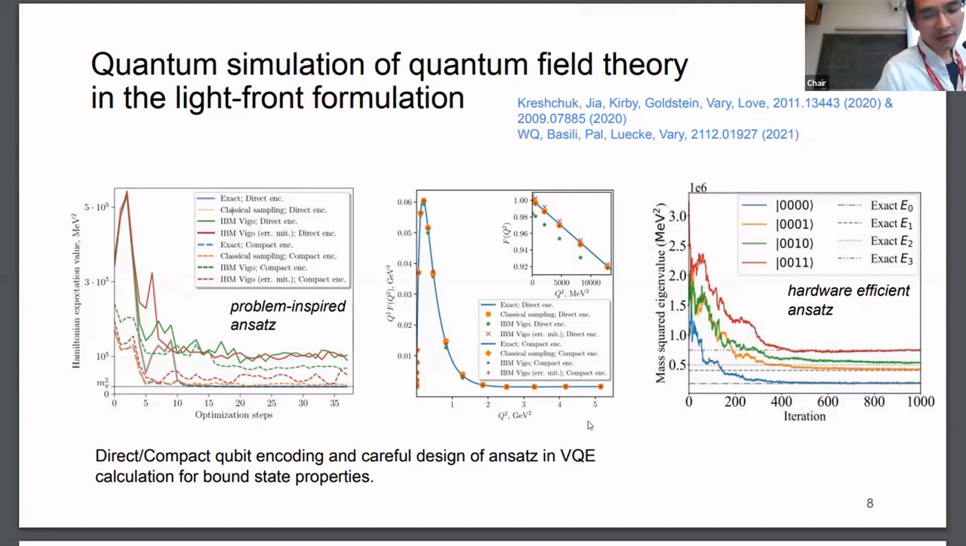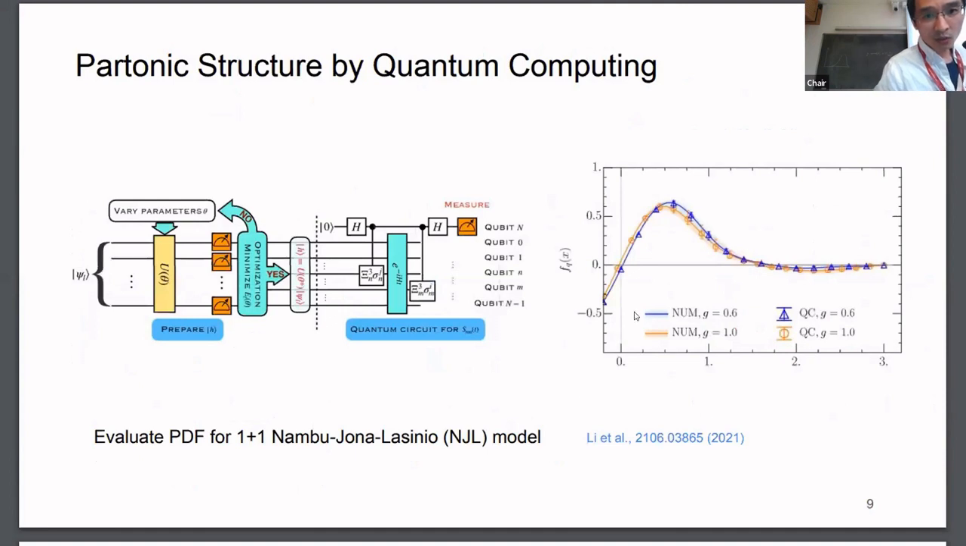And you could also use variants of VQE and a hardware efficient ansatz to get the spectrum of the meson. And there's another work using the quantum computer to compute the 1+1 Nambu-Jona-Lasinio model and obtain the PDF, the parton distribution function. And particularly, this graph is really highlighting the workflow of the VQE.